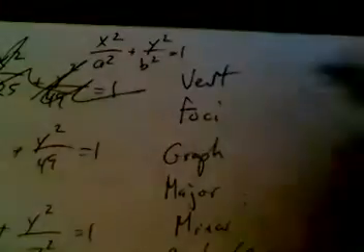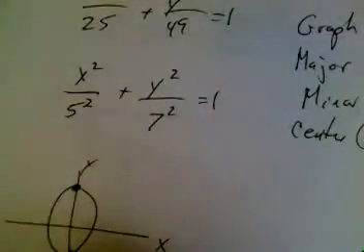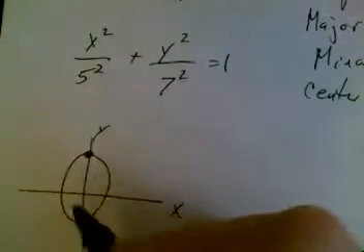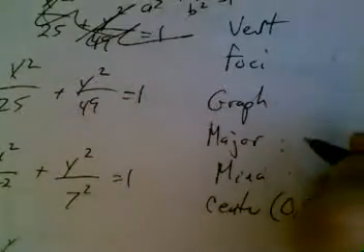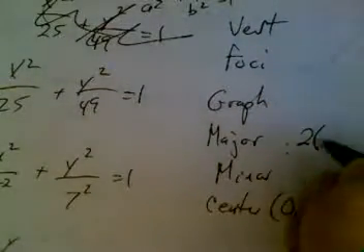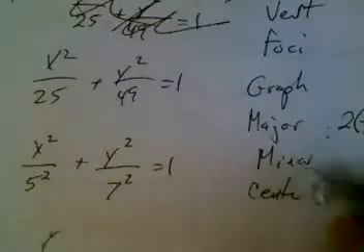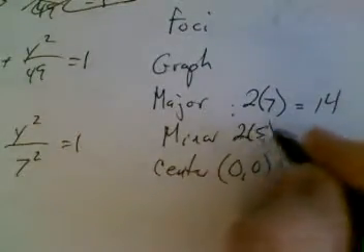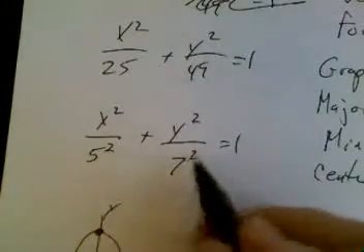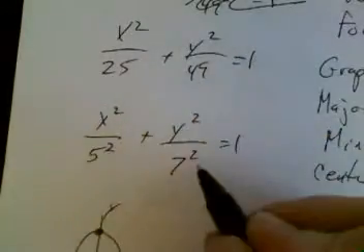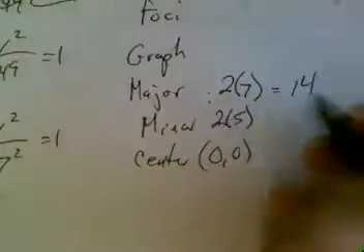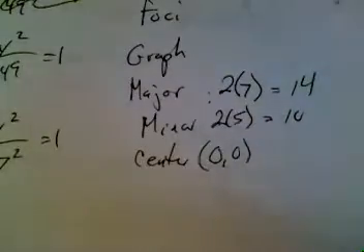Now, where are my vertices? My vertices are supposed to be at the end of the major axis. What's the length of the major axis? Remember, it's 2 times the a value, 7. So that's 14. The length of the minor axis is going to be 2 times the 5, which is 10. Having these numbers in terms of something squared gives me all the information I need.